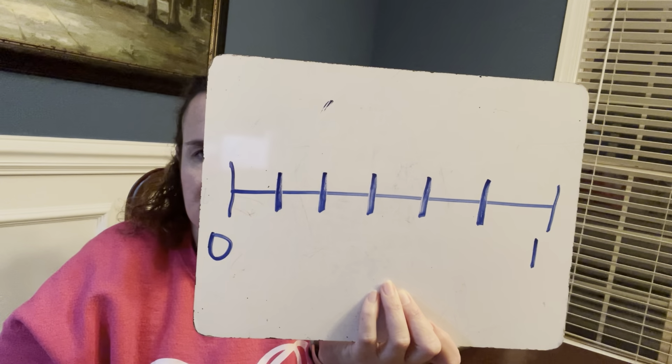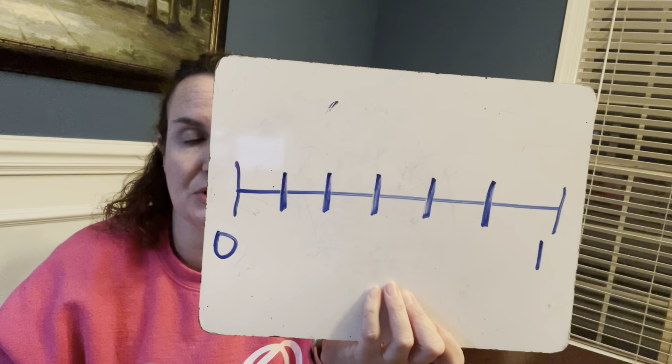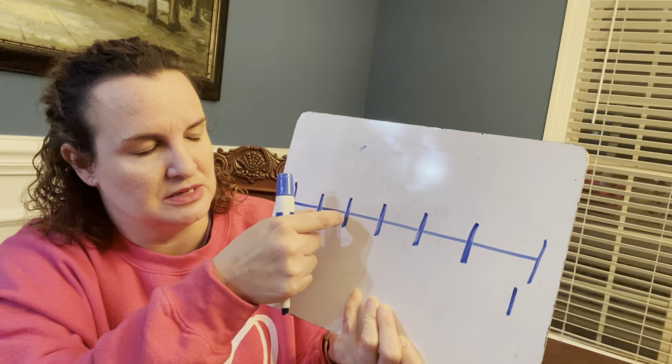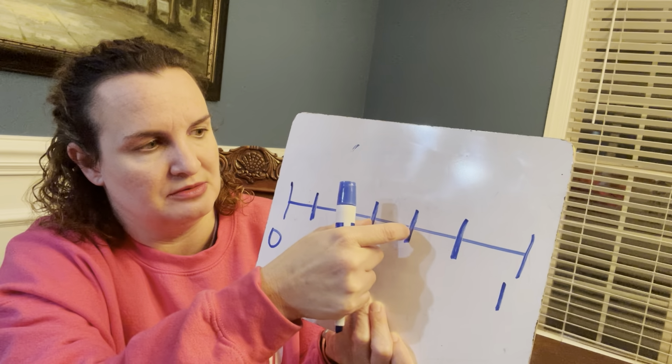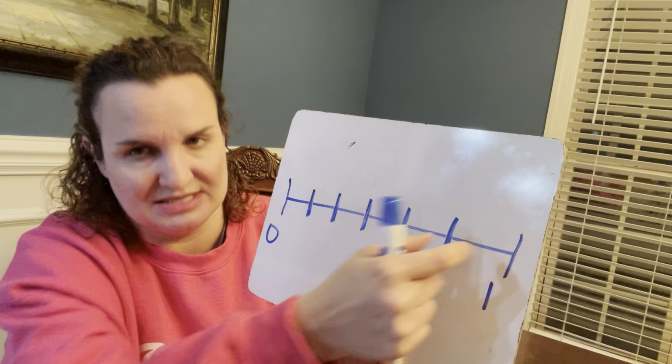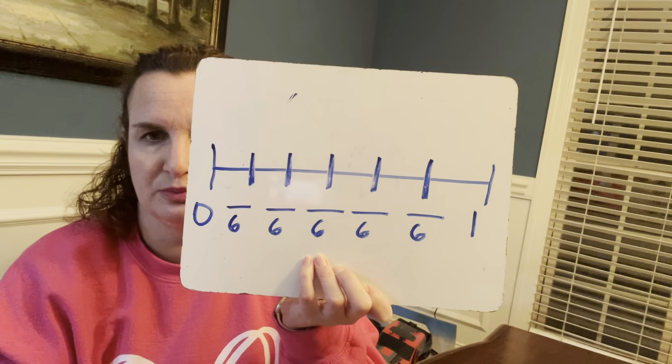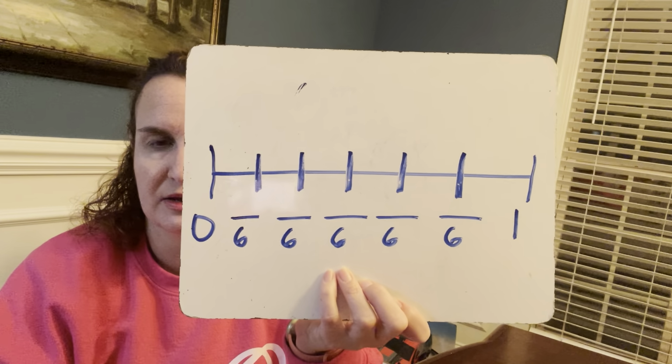Now remember, for the denominator, I want to count the number of spaces that I have. Okay, so count with me. 1, 2, 3, 4, 5, 6. So that's how many I should have, and my denominator is 6. So go ahead and put your denominator at the bottom, like so. And then you can go ahead and put your numerators at the top.